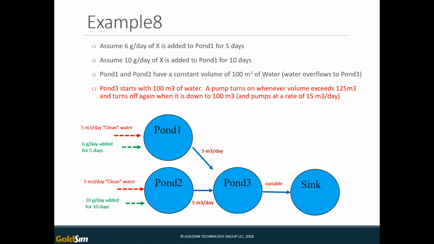Oh, I'm at 125. I got to get the volume down. Turns on a pump. Once it goes down to 100, turns off the pump. And the pump pumps at a rate of 15 cubic meters per day. So I'm just kind of managing the volume in this pond. It's a very simple little model, but the reason I want to do this is now this pond volume is no longer constant. It's changing with time. Not only that, the flow rate out of this system is no longer constant. Sometimes it's 0, right? And sometimes it's 15.